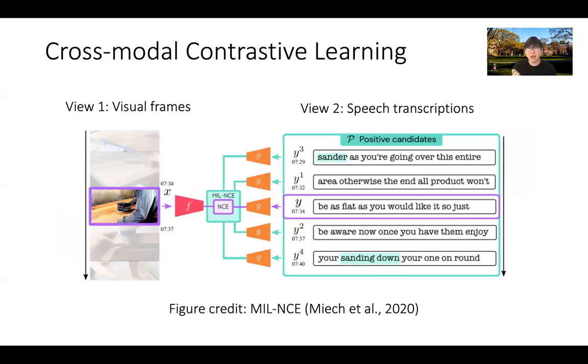This contrastive learning idea is not limited to image representation learning. It has also been applied for cross-modal or multimodal learning. For example, in the MIL-NCE paper, the authors explore learning between the video frames and the speech transcriptions. A key difference with VideoBERT is that instead of modeling the interactions at the token level or frame level, they treat the video frames as a complete sequence as view one, and the speech as another complete sequence in a different view, and then do contrastive learning among the two.